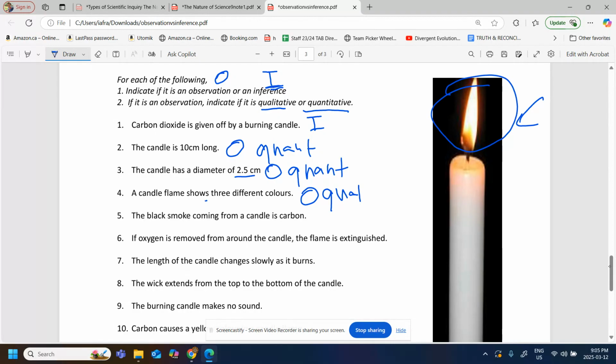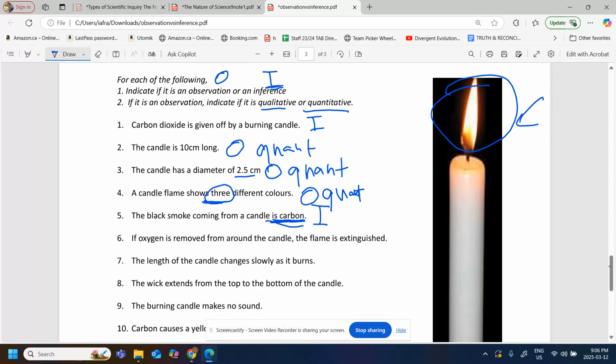But if you're counting the number of colors, you might say quantitative. So because you're saying 3 different colors, I'd say more quantitative, but if you were saying what colors they were, then I'd say qualitative. The black smoke coming from the candle is carbon. Saying that it's carbon, that would be an inference. You don't know. If you said there is black smoke coming from the candle, the black smoke would be an observation, a qualitative one, but saying it's carbon makes it an inference.